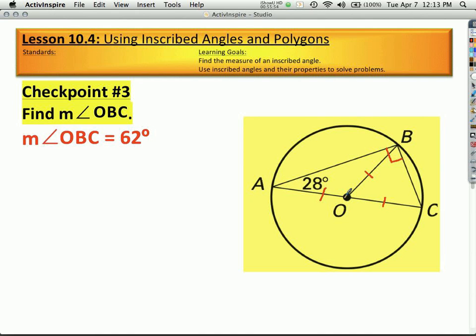Alicia? Why? Kayla? Very good. You said that beautifully. It's the base angles theorem. Isosceles triangle, the base angles are going to be congruent. And because of what Catalina pointed out, that this is a 90-degree angle, and that's 28, you can easily find OBC by subtracting 28 from 90.